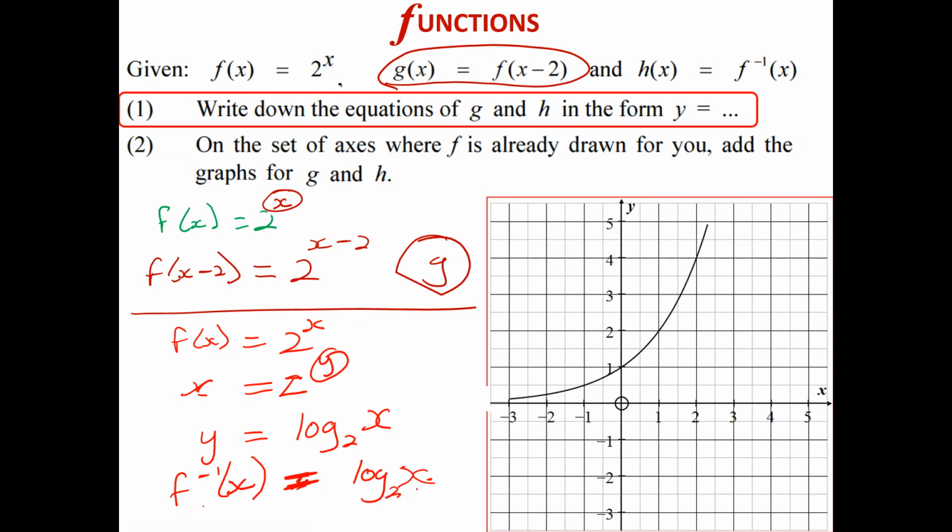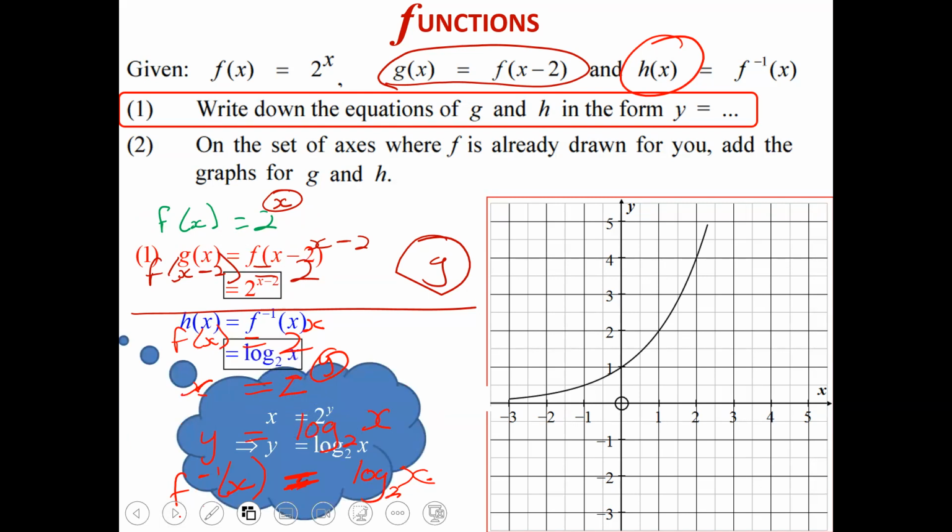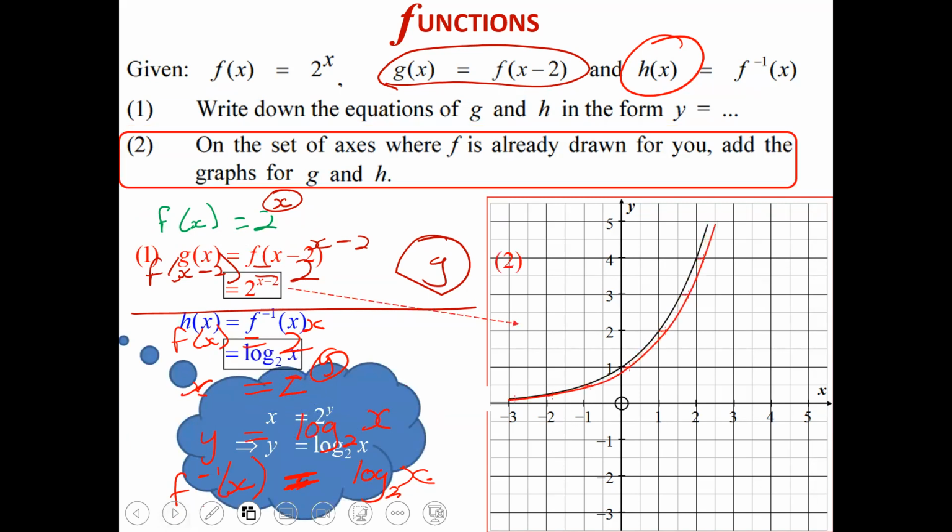And remember, this is represented by h of x. Okay, so that's a basic question on logs. Let's go a little deeper now. I'm going to jump and skip all that because I wrote it down for you.